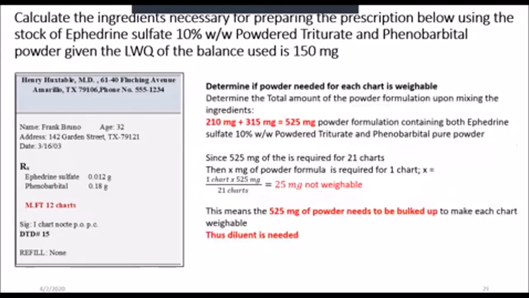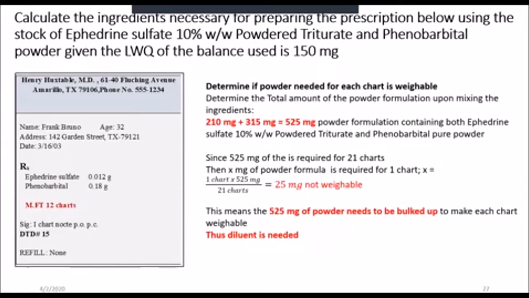So we're going to determine the powder needed for each chart to be weighable. As is customary, since we have two active ingredients, we are making a fixed combination chart. So it means that both ingredients, both the triturate powder and the pure powder, are going to be mixed to prepare your 21 charts. But remember, we are going to weigh each of the 21 charts separately. So it simply means that we have to determine how much powder is going to go in each of those charts. And that's 25 milligrams, which is not weighable.